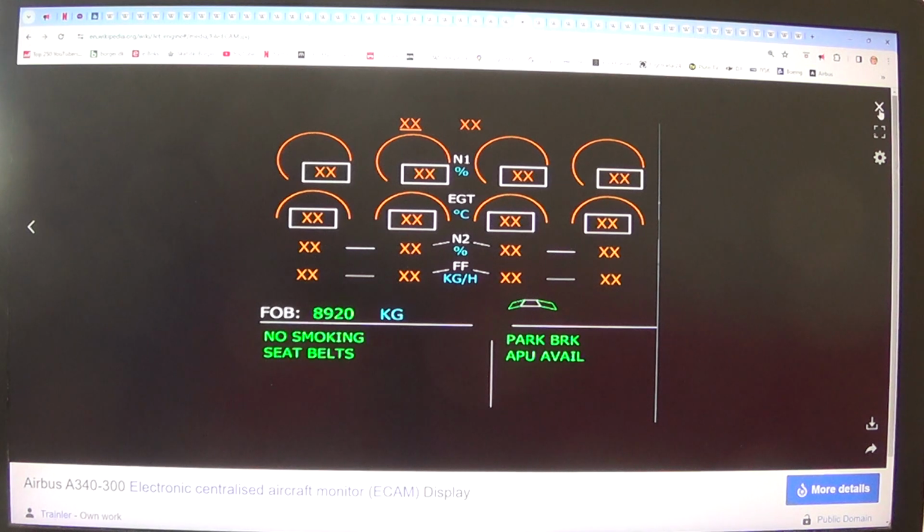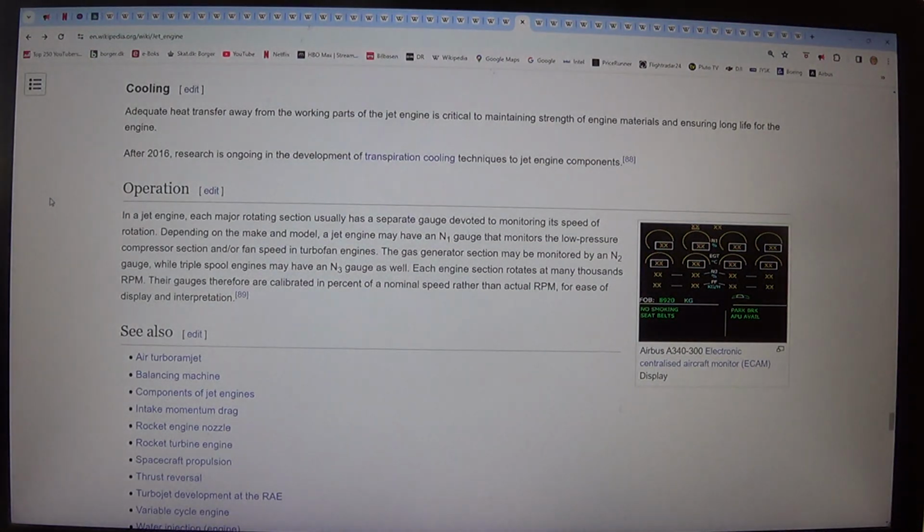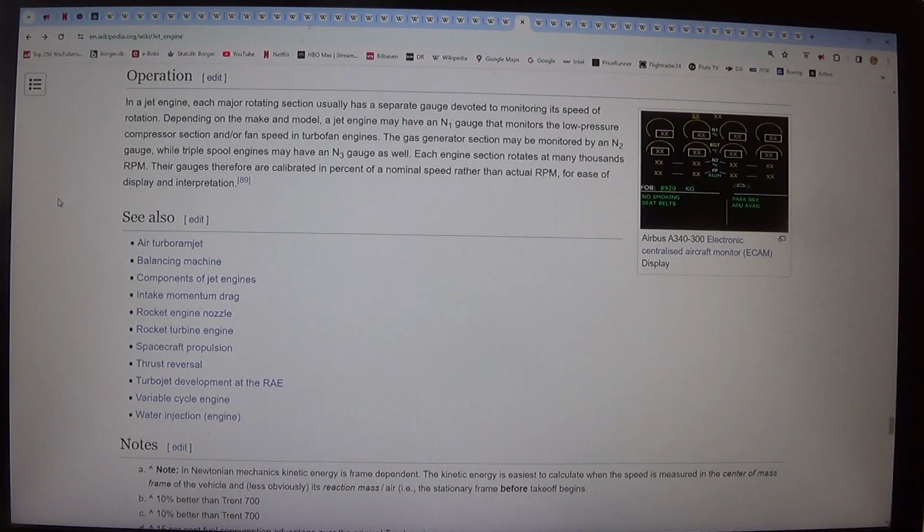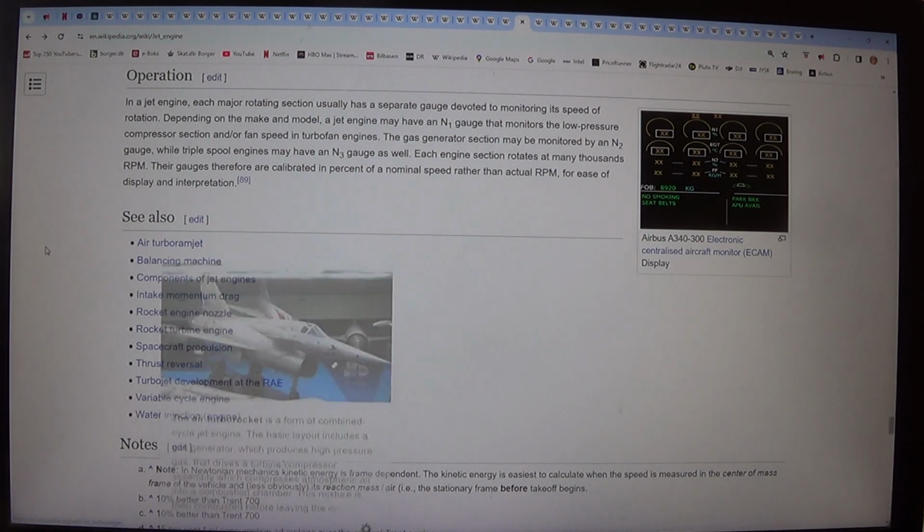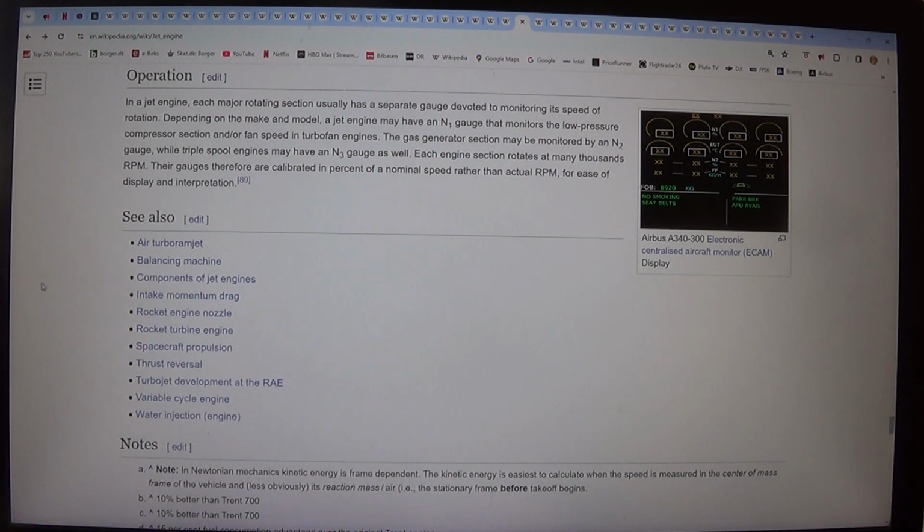Operation. In a jet engine, each major rotating section usually has a separate gauge devoted to monitoring its speed of rotation. Depending on the make and model, a jet engine may have an N1 gauge that monitors the low-pressure compressor section and/or fan speed in turbofan engines. The gas generator section may be monitored by an N2 gauge, while triple-spool engines may have an N3 gauge as well. Each engine section rotates at many thousands RPM. Their gauges therefore are calibrated in percent of a nominal speed rather than actual RPM, for ease of display and interpretation.